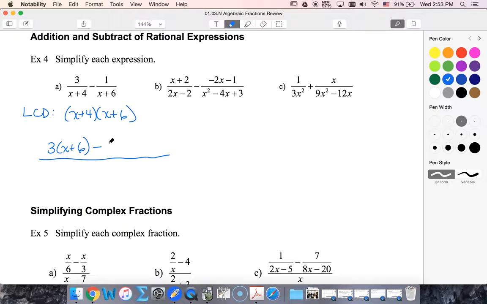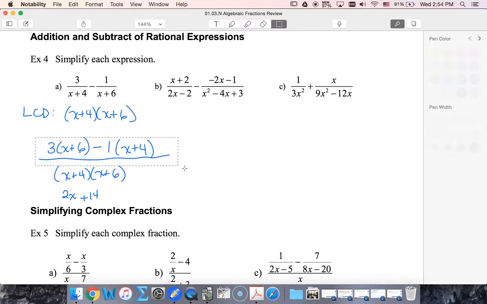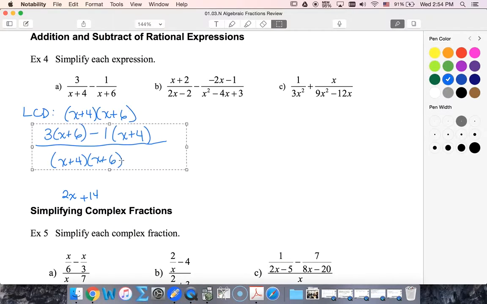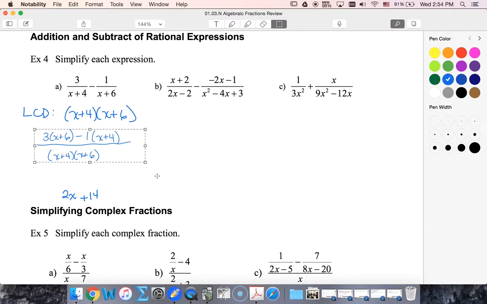I'm going to subtract 1 times x plus 4 because I'll have to multiply top and bottom here by x plus 4. So my common denominator, x plus 4 times x plus 6. Simplifying the numerator, 3x minus x is 2x. 18 minus 4 is going to be 14. Over my denominator, give myself a little bit more space here.